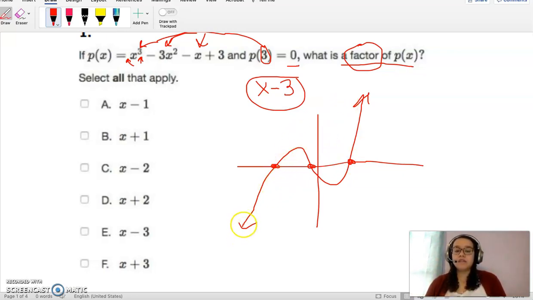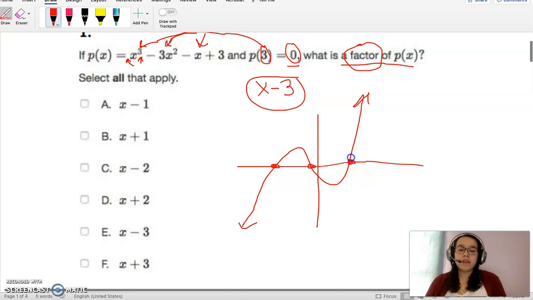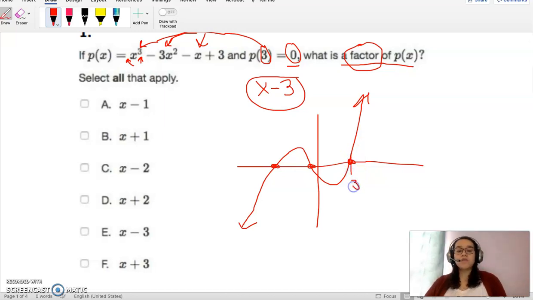And everywhere that it crosses the x-axis, that's when our y is 0, our function is 0. So it relates to that. What this says is when x is 3, somewhere around here, our graph is going to cross the x-axis at that point. So that means that x minus 3 is in fact a factor of this polynomial. Now we still have 2 more that we might possibly have. We just have to look at the graph.